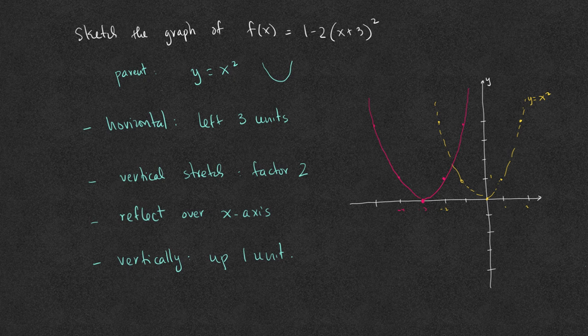Next, we will stretch the graph by a factor of 2. This means at any point, we will take the y value and multiply by 2. At this point, when y equals 0, 0 times 2 is 0. When y equals 1, 1 times 2 is 2. Again, when y equals 1, 1 times 2 is 2. At this point, when y equals 4, 2 times 4 is 8.